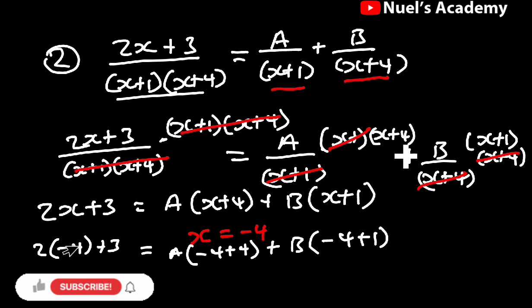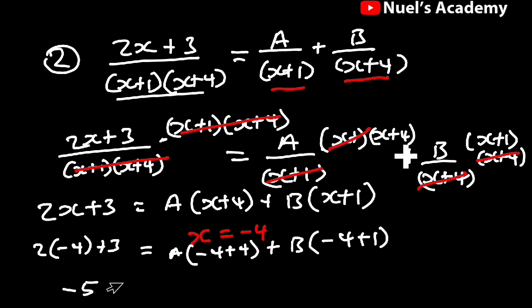Now, 2 times negative 4 is negative 8. Negative 8 plus 3, that is 3 minus 8, is equal to minus 5. Then this is going to be equal to, now this has cancelled, minus 4 plus 4 is 0. Now, minus 4 plus 1 is equal to minus 3. So this is going to be equal to minus 3 multiplied by b. Now let's divide both sides by minus 3. So this and this will cancel. These two negative signs will cancel. We're going to have that b is equal to 5 over 3.